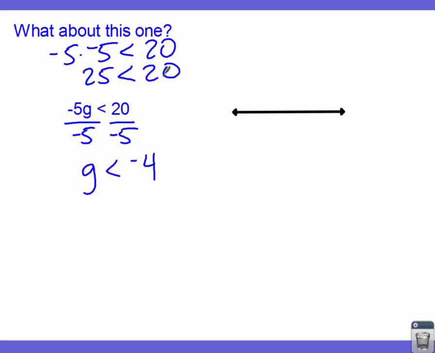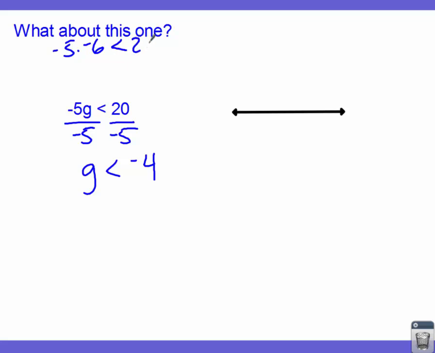Okay, well, what if I pick another value that's maybe less than negative 4? Maybe I just did my math wrong. Well, let's try another one, negative 6. Negative 6 is less than negative 4. So negative 5 times negative 6 is less than 20. Well, this gives me 30 is less than 20. That didn't work either.